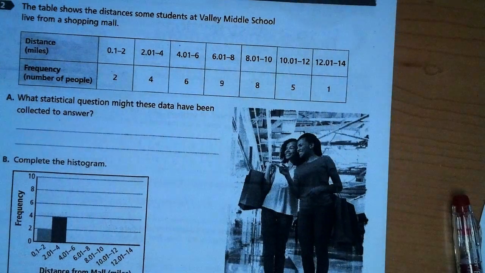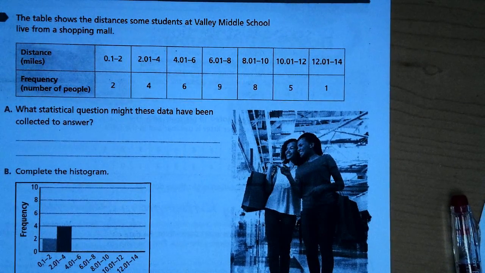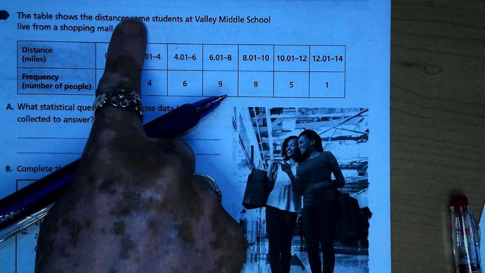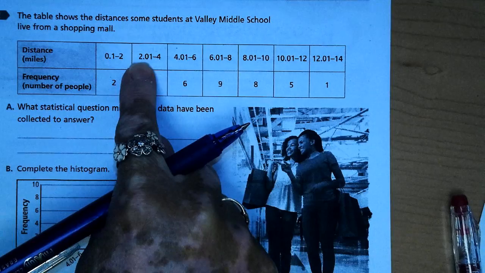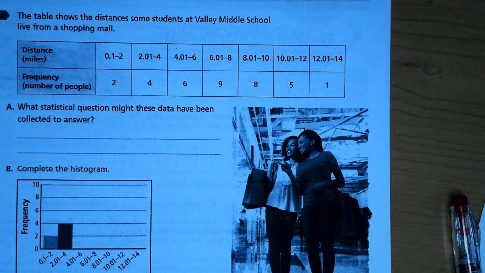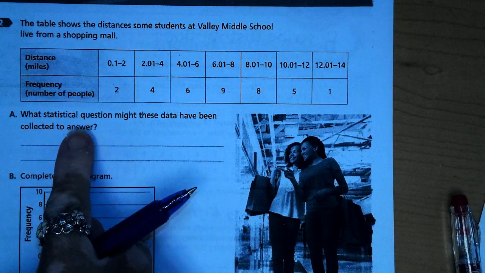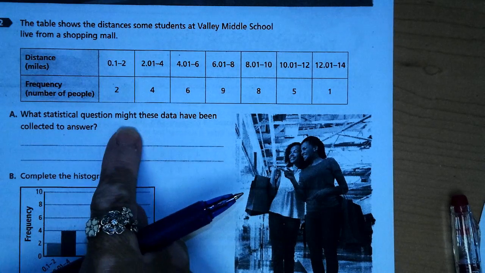All right, so let's look at this one. This one is a frequency. Now remember, when we do frequency, we can't do a dot plot because we don't know exact numbers, because they're frequencies. It says the table shows the distance some students at Valley Middle School live from the shopping mall. So what are we looking at in the data?